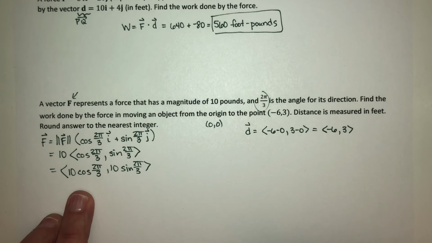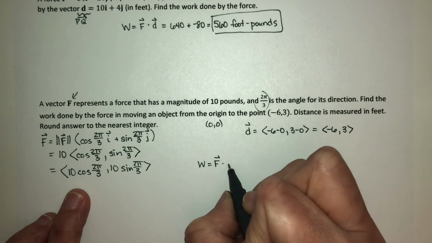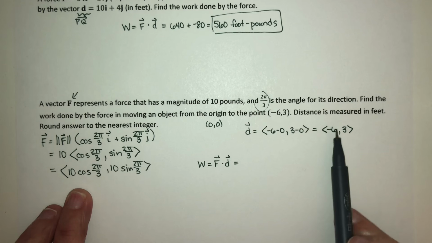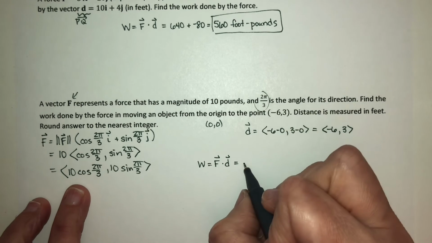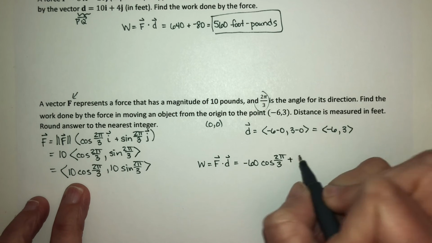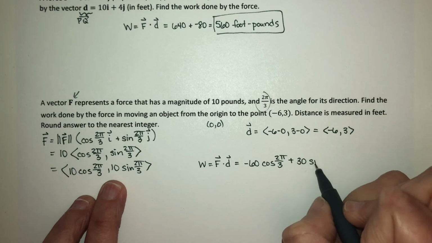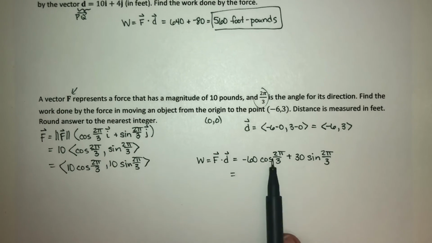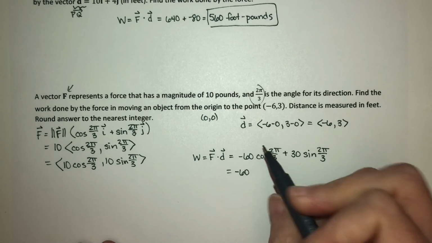Okay? The work done by this is the dot product of your two vectors. So this will be -6 times 10 cosine 2 pi over 3, which is -60 cosine of 2 pi over 3, plus 3 times this, 30 sine of 2 pi over 3. And if you did not know these exact values, you would go to your calculator and get an approximation, but we do know exact values here.